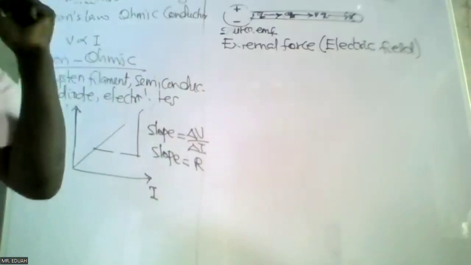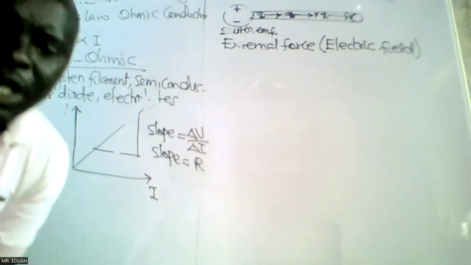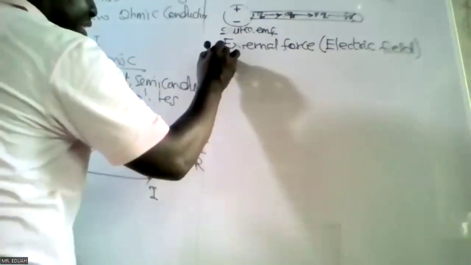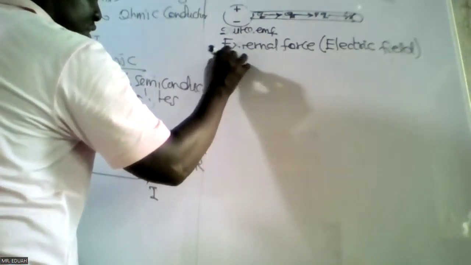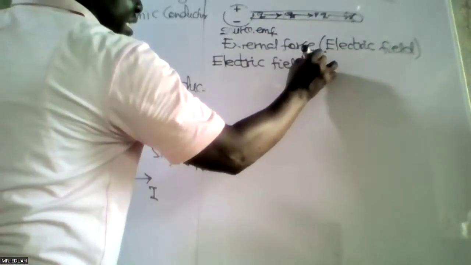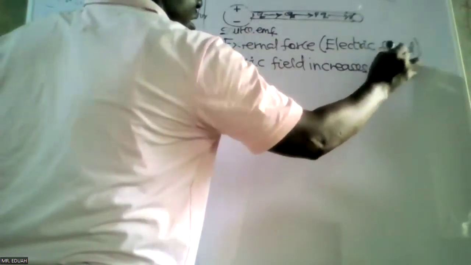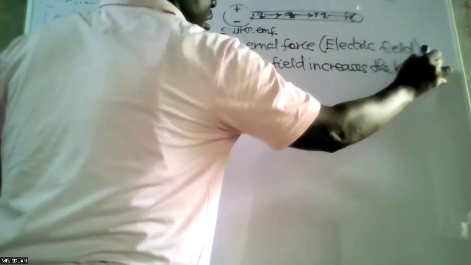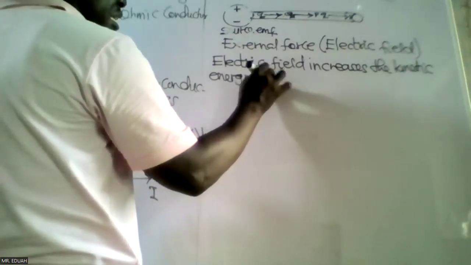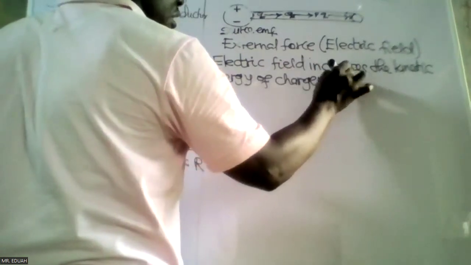Now, when that external field, which accelerates the charges, comes in, it also increases the kinetic energy of the charges. So the electric field increases the kinetic energy of the charges. Please take note of the charges. Here the charges are free electrons. So electrons.